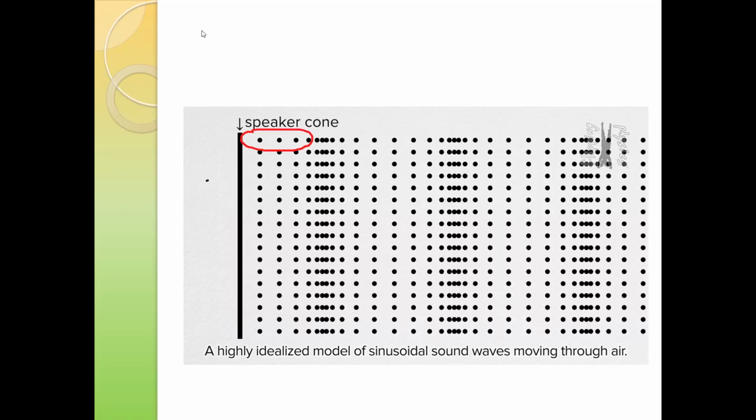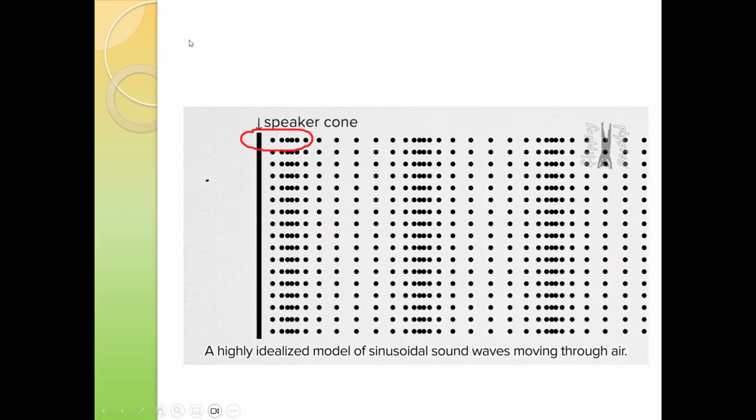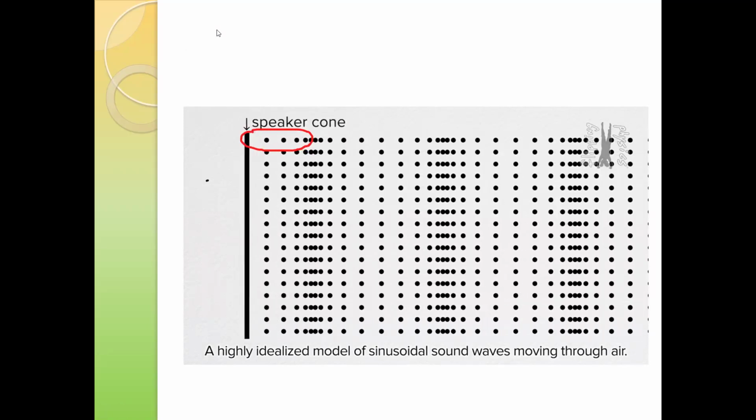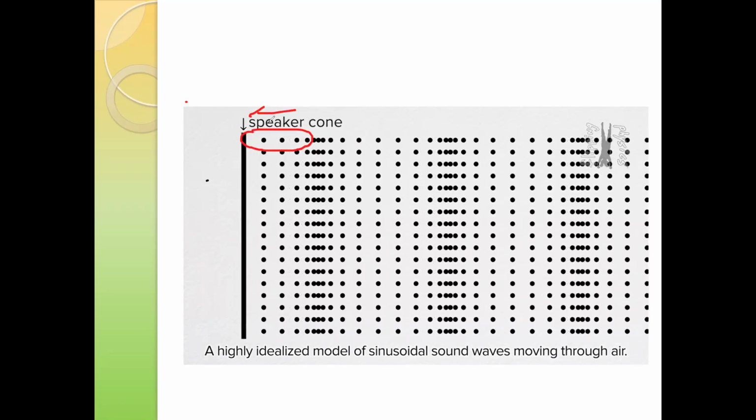When you focus on this group of particles, first they move left, then they move right. Then they move left, then they move right. So when they're moving left or right, you can clearly see the spacing between this group of particles is not the same. They all are moving in the same direction, but they don't have the same displacement.